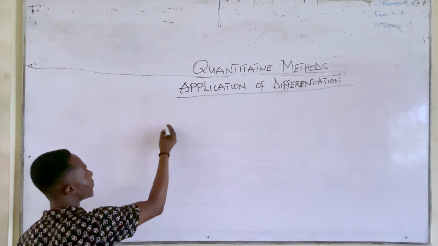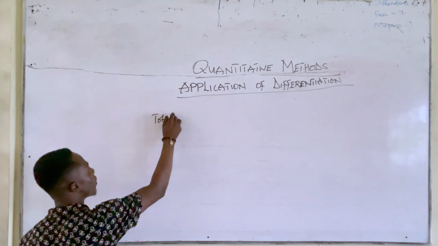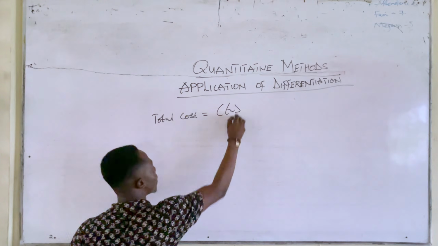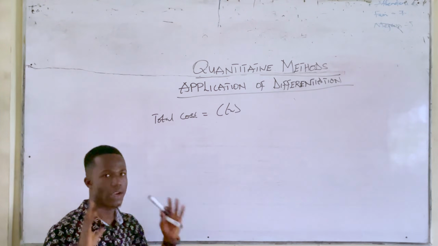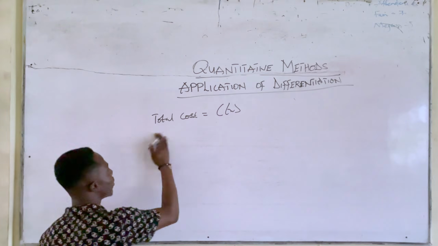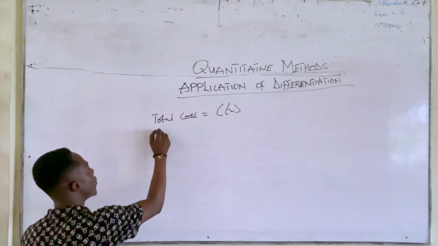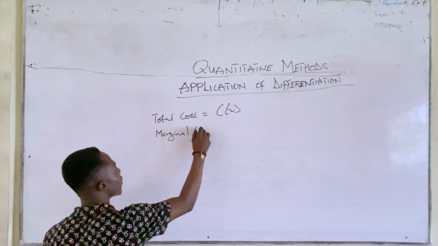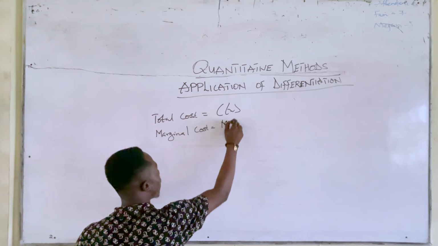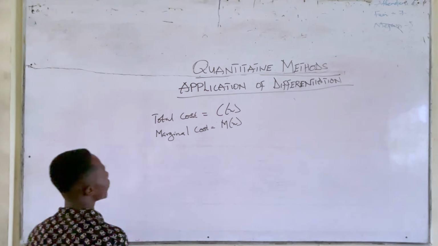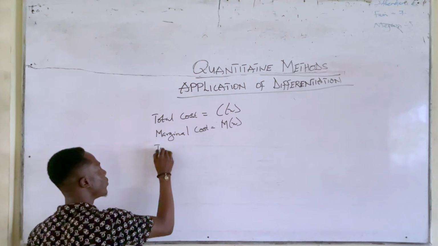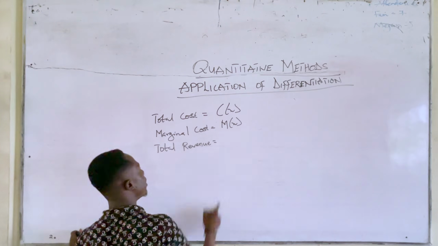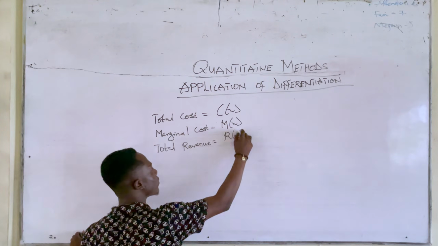We have certain terms. We have total cost, normally represented as C of X. So when you see C of X, have it in mind, it is total cost. Then we have marginal cost, that is M of X. Then we have total revenue, which is R of X.